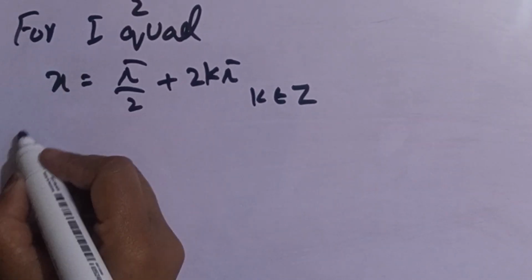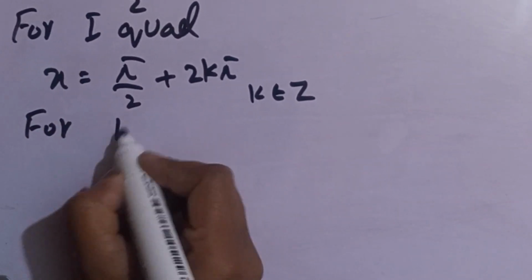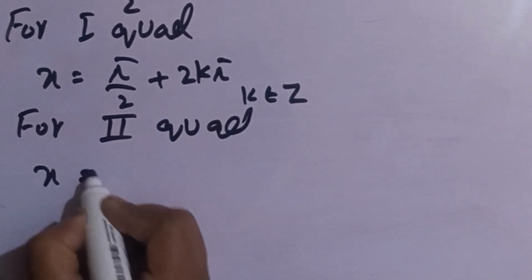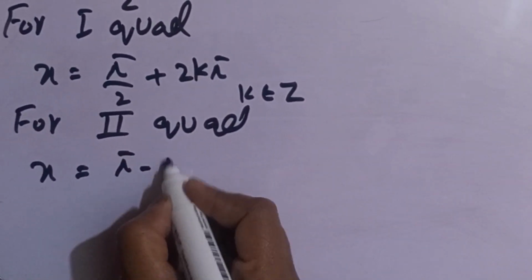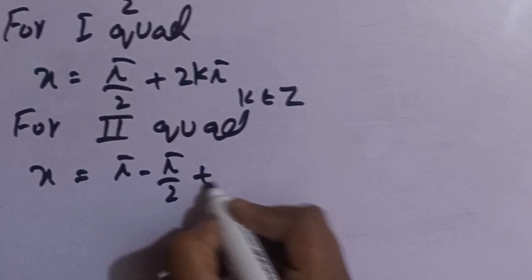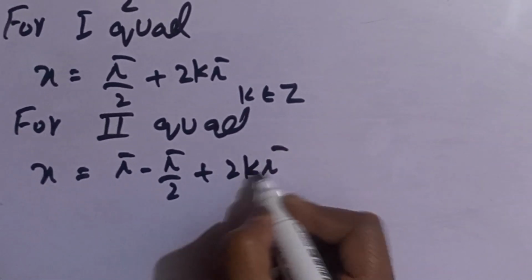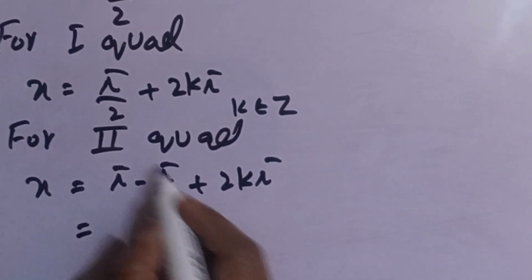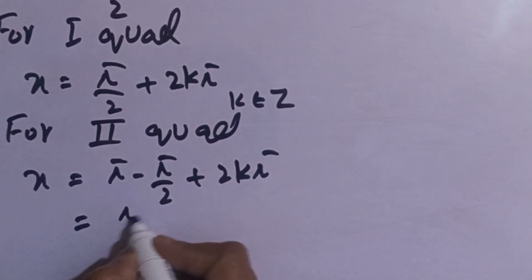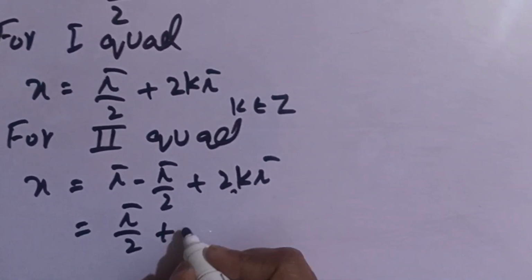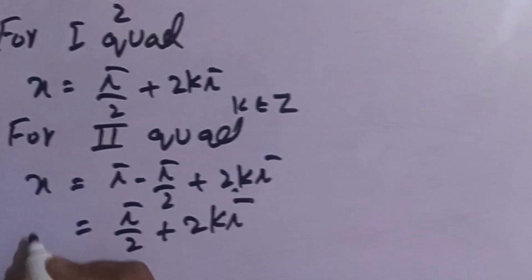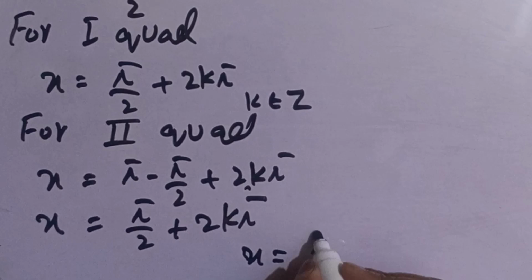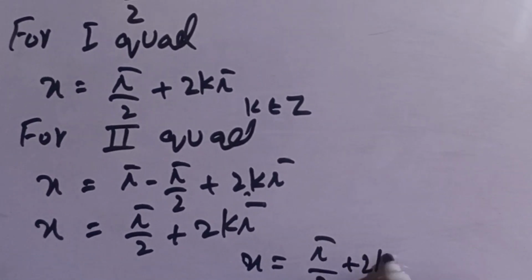And sine is also positive in the second quadrant, so for the second quadrant the value of x is pi minus pi over 2, and add a period of 2k pi, and k belongs to an integer, we already discussed. Now we simplify this, then we get pi over 2 plus 2k pi. In this case our final answer is pi over 2 plus 2k pi.